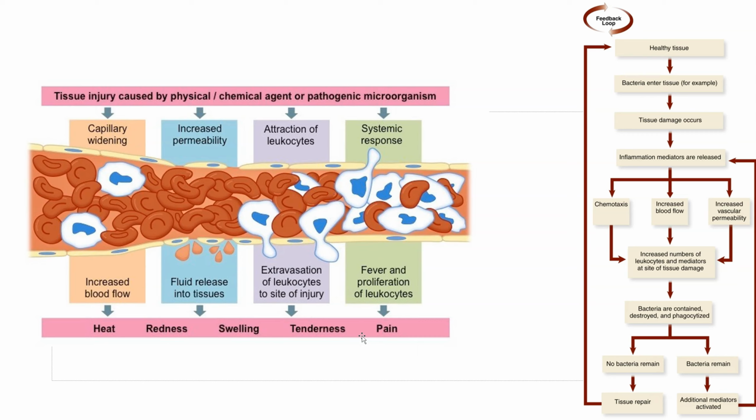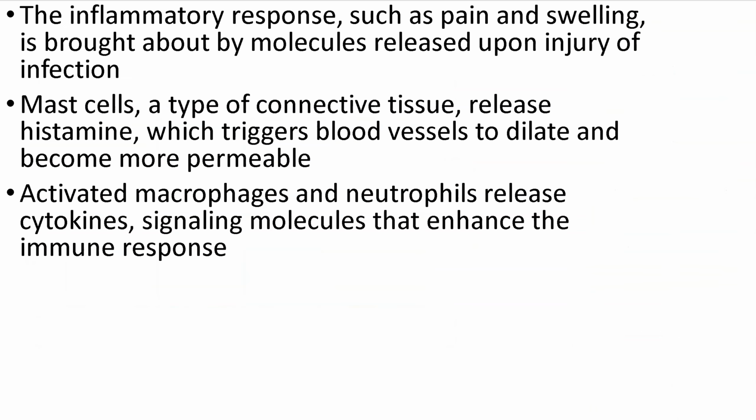And I'll talk to you about chronic inflammation. On the right side of the screen, this is considered a feedback loop. You can read through how this exactly works: healthy tissue and bacteria enter, tissue damage occurs, and then inflammation begins. And then you can see the tissue repair back to healthy tissue. Sometimes additional things need to be activated. I'll read through that feedback loop to help understand the inflammatory response.